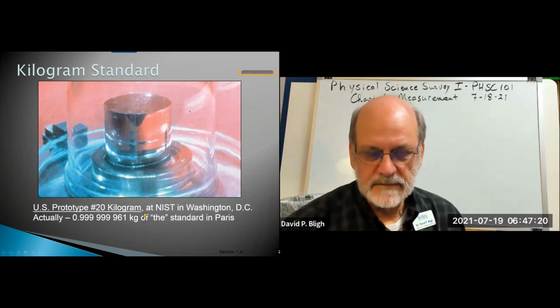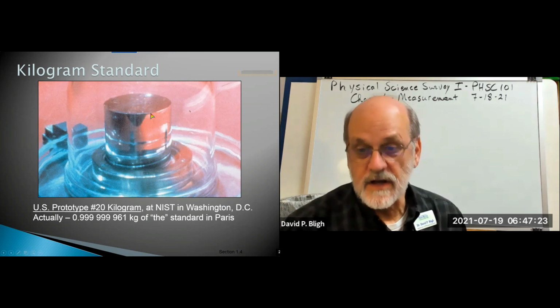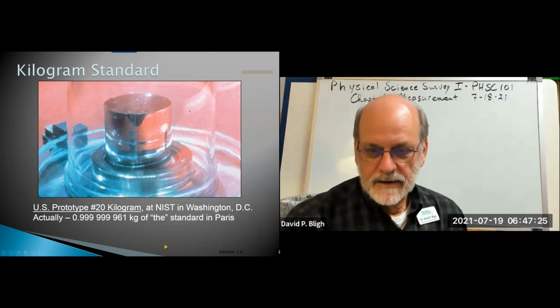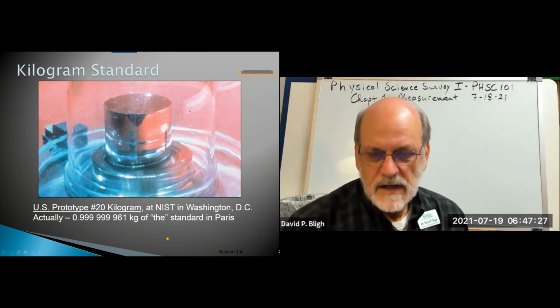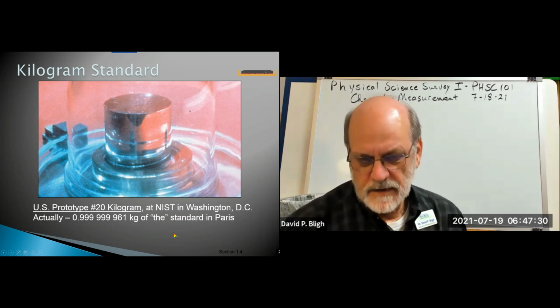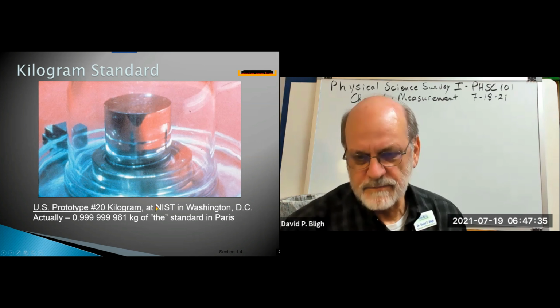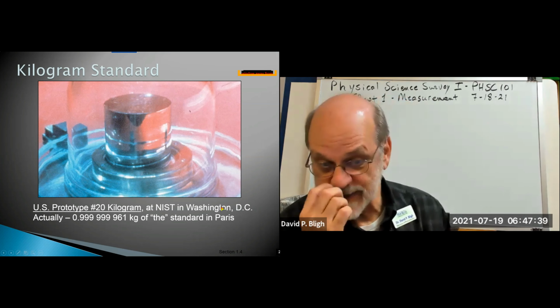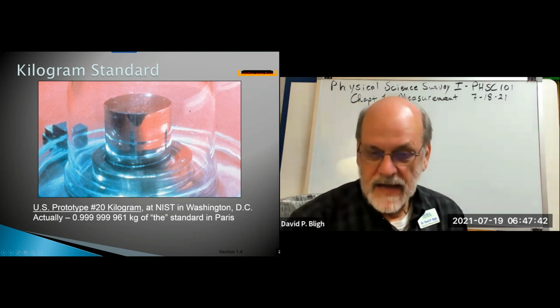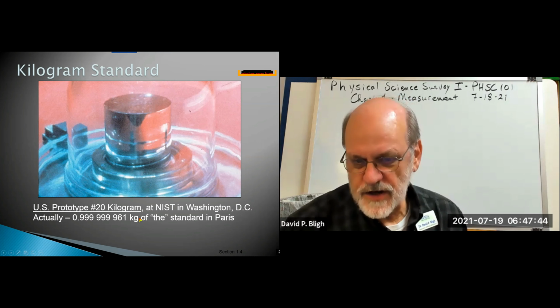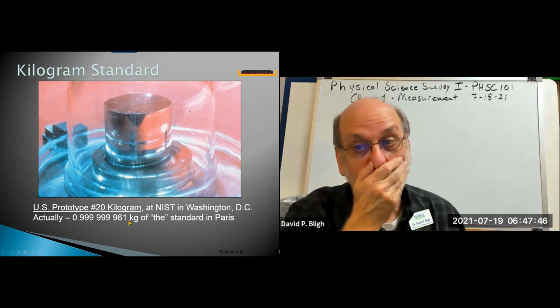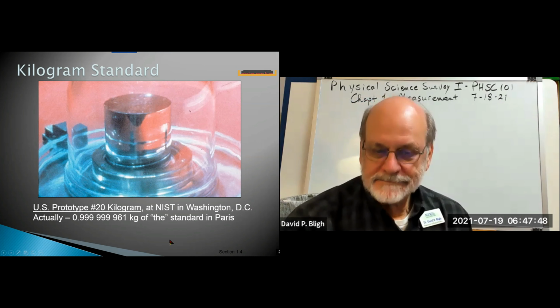Okay, there it is in its bell jar. Actually, it's a double bell jar. Oh, excuse me, that's not the original. This is a standard kilogram that's maintained at the National Institutes of Standard and Testing in Washington, D.C. And compared to the one in Paris, it's just slightly less than. Okay? But we know what it is, and it's that number.